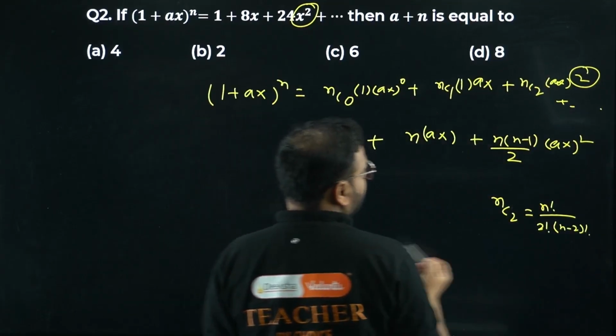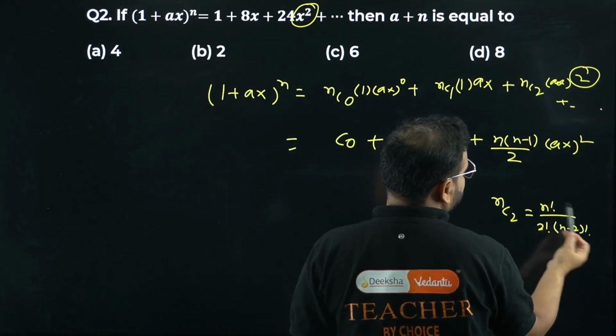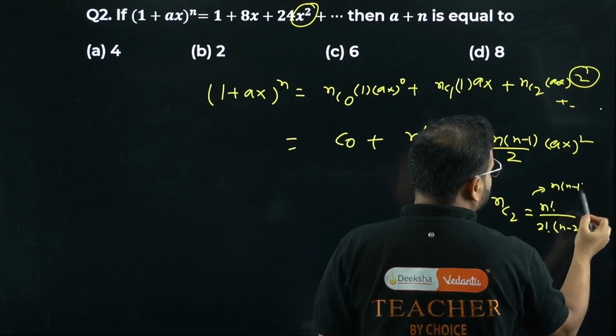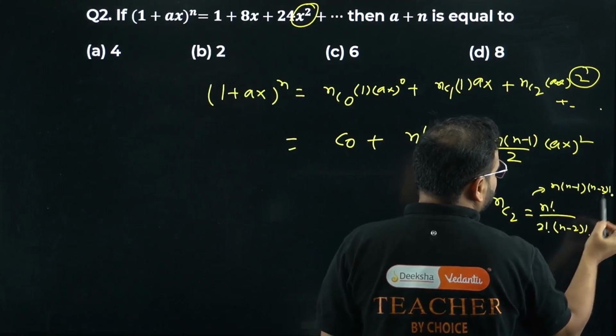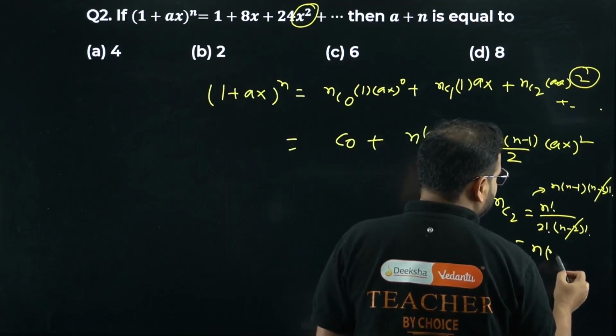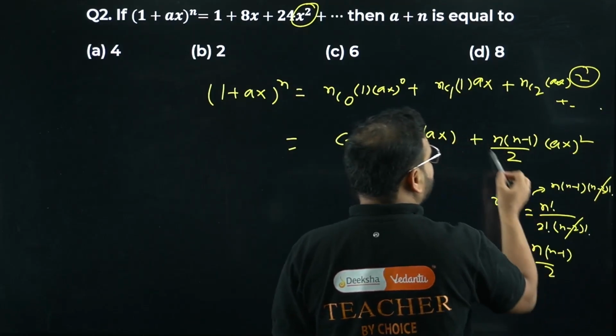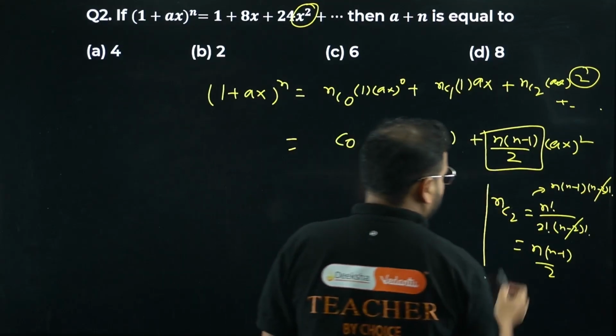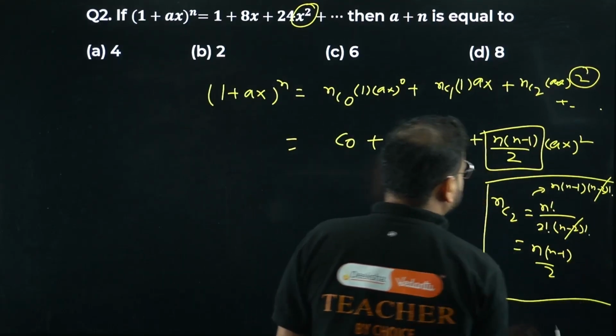So from here what you're going to get? Please check. You're going to get n times (n minus 1) times (n minus 2) factorial, which will cancel this part. And you'll end up with n times (n minus 1) by 2, the same thing I've written over here. Let me just remove this. So that's the working to explain this part.